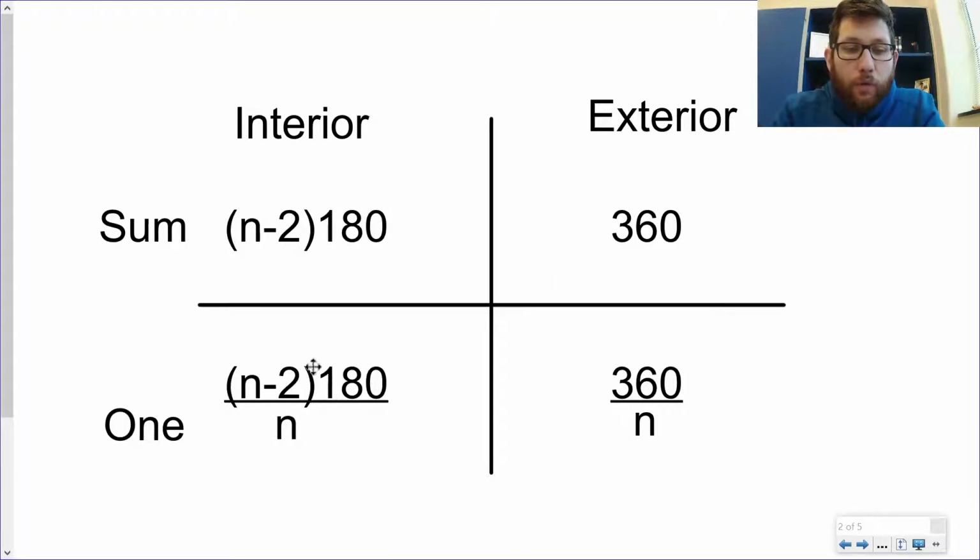Then if I'm looking for one angle, and again, this is one angle of a regular polygon, you can only use this if you're using regular polygons. It's n minus 2 times 180 over n, and 360 over n.